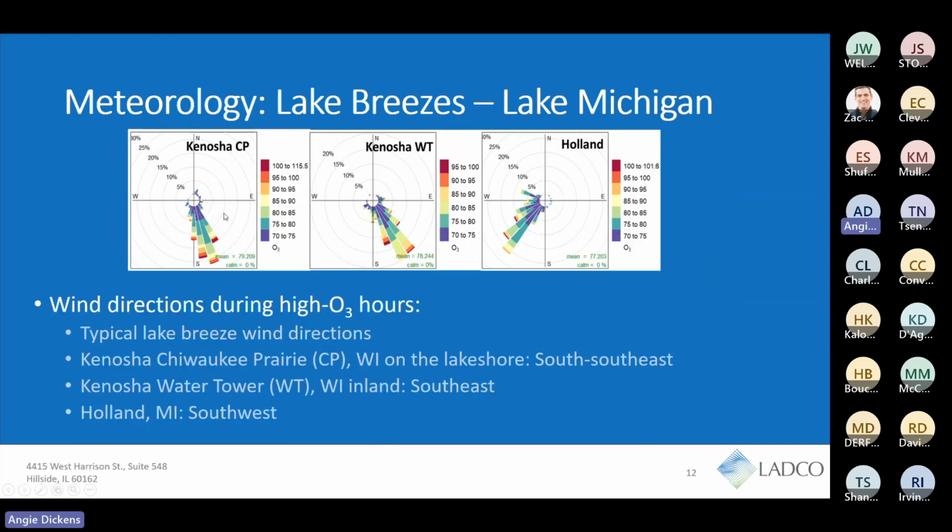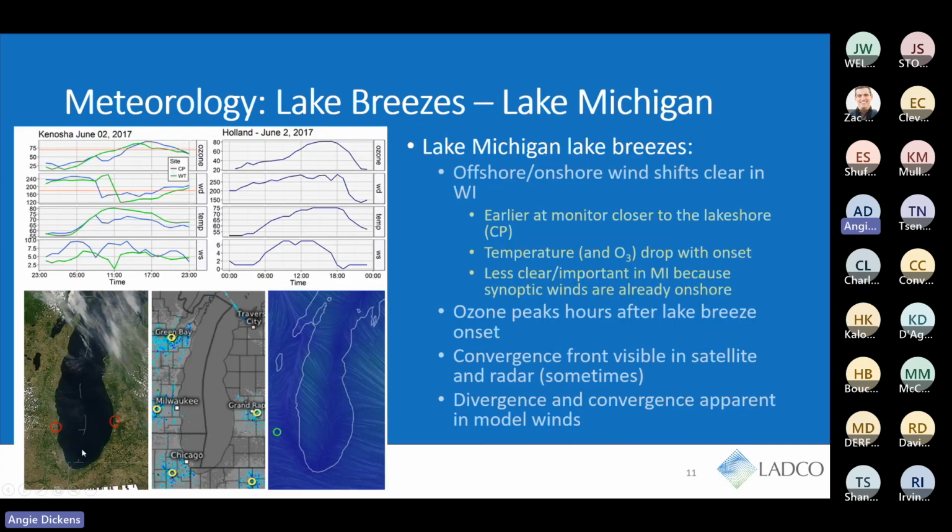And if we look at the wind directions during high ozone hours, we see this. We see that Kenosha, Chiwaukee Prairie has winds from the south-southeast. Kenosha Water Tower, they're shifted a little more to the southeast. And Holland, Michigan, on the Michigan coast, has southwesterly winds. And that's because, you can see it here, we really do have Chicago as the main contributor. So you have to have a pretty strong westerly component of winds to get the ozone over to Holland, whereas with Kenosha, the southerly component is more important.